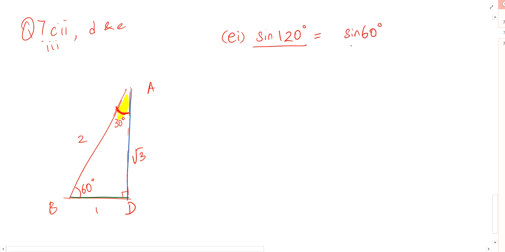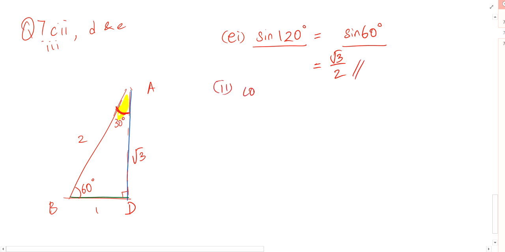Now is sine 120 equal to sine 60? Yes, they are. And from the triangle, can I get sine 60? What is sine 60 then? Okay, tell me the value. Root 3 over 2. Done. Okay, so that's part 1.